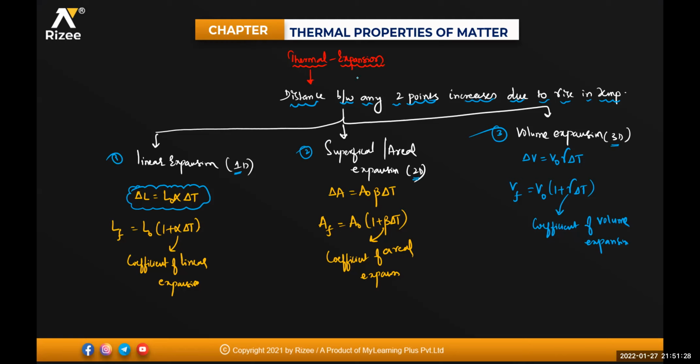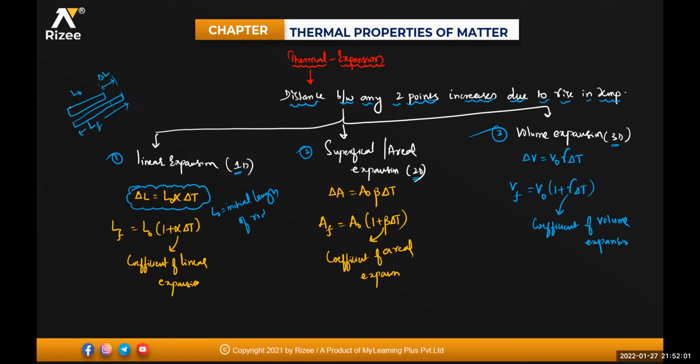Sir, what is L naught, A naught, and V naught? L naught is your initial length of the rod. Say this is your initial length, L naught. When you heat it, the length of the rod will increase. This is your L final. And from here to here, this will be the increase in the length. That is nothing but delta L. Got it?